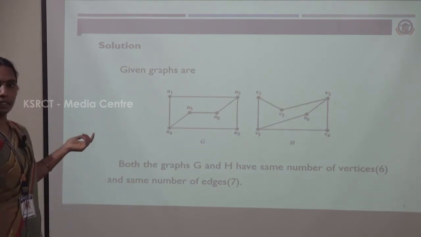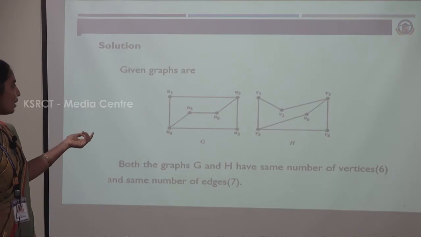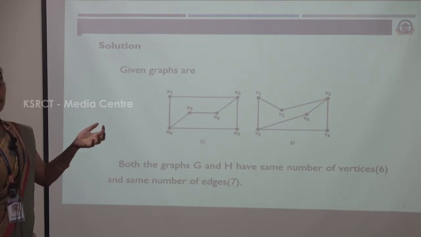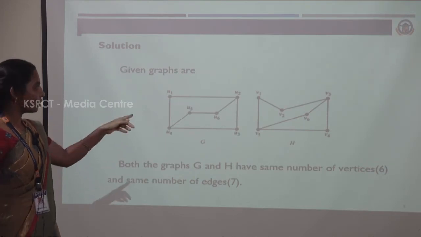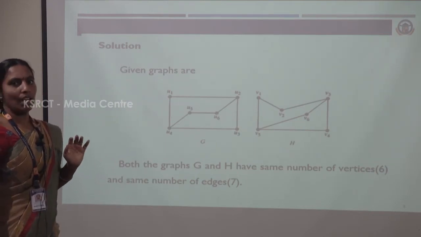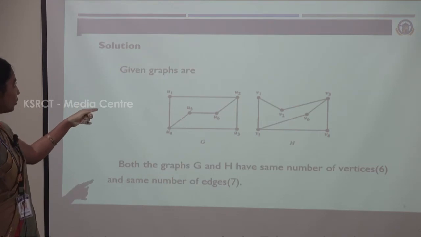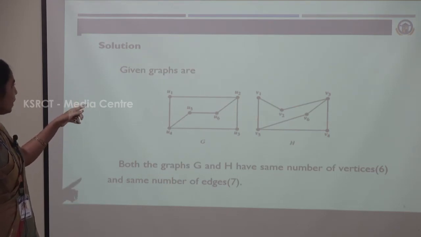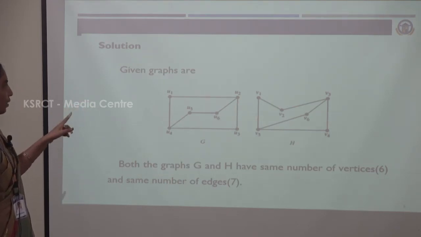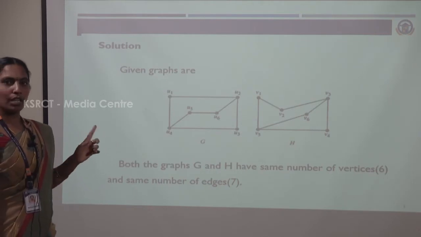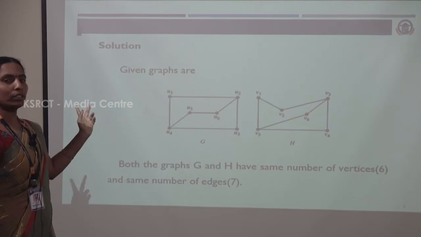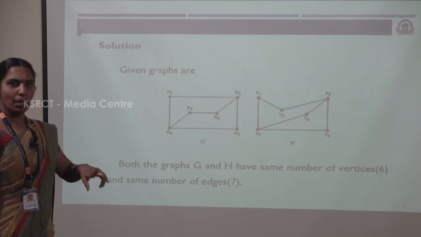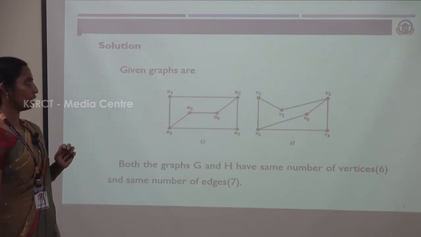First, let us take that both graphs contain the same number of vertices. The G graph contains 6 vertices, and the H graph also contains 6 vertices. Counting the edges, we have 7 edges. The G graph contains 7 edges, and H also contains 7 edges. So both graphs contain the same number of vertices and the same number of edges.